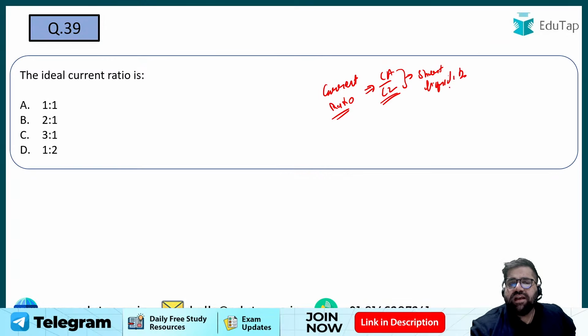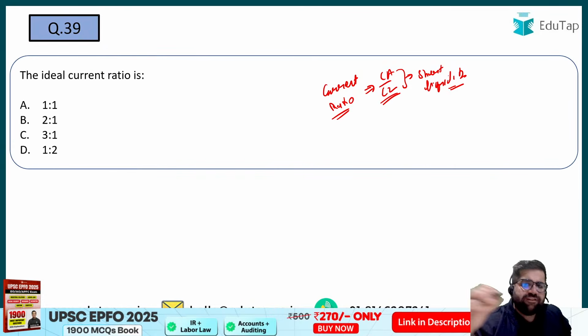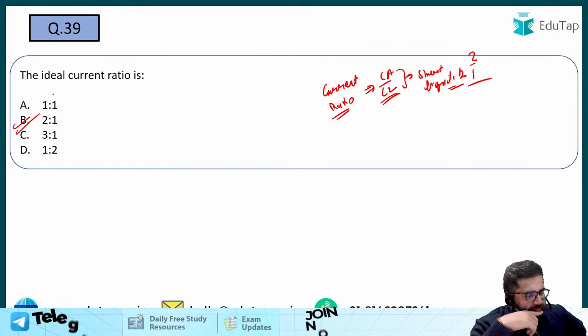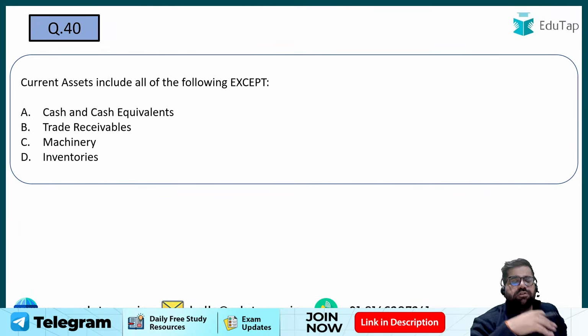Right? The question is asking you that what is the ideal value of current ratio? Ideal value of current ratio is 2 is to 1. Therefore, my correct answer will be option number B. Good. Question number 40.